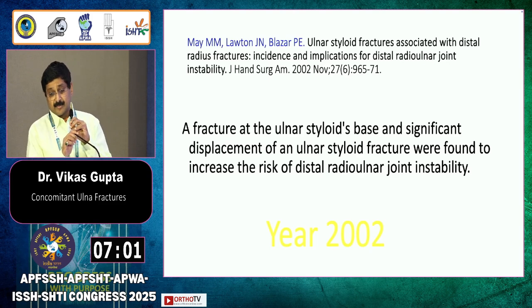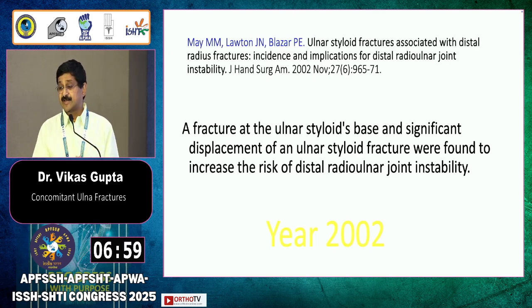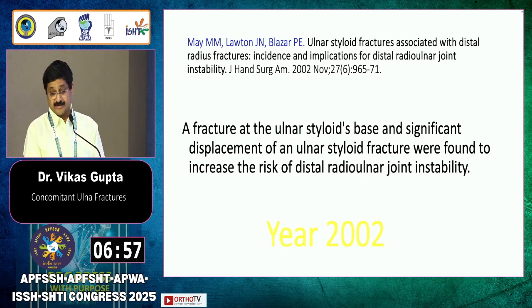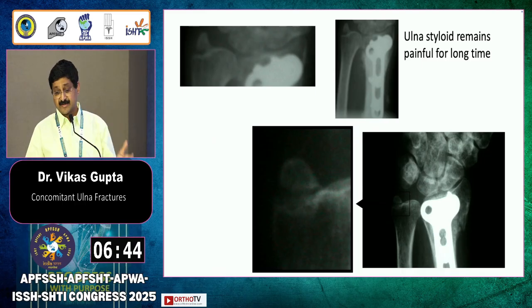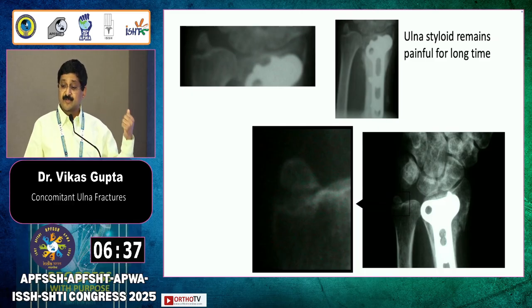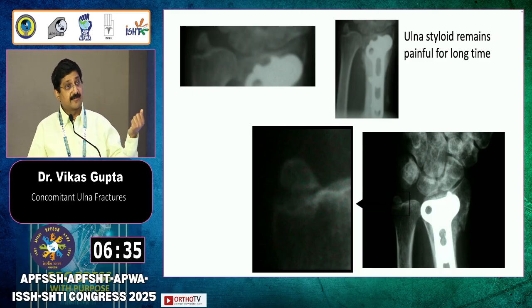In 2002, there was a study of ulnar styloid fracture associated with distal radius fracture, and they found a very high incidence of radioulnar instability. So whenever there's a fracture which is displaced significantly, we should fix it. And that was the era. All the fractures were fixed. We were fixing almost all of them because we always thought ulnar styloid fractures remain painful for a long time and cause ulnar-sided wrist pain.